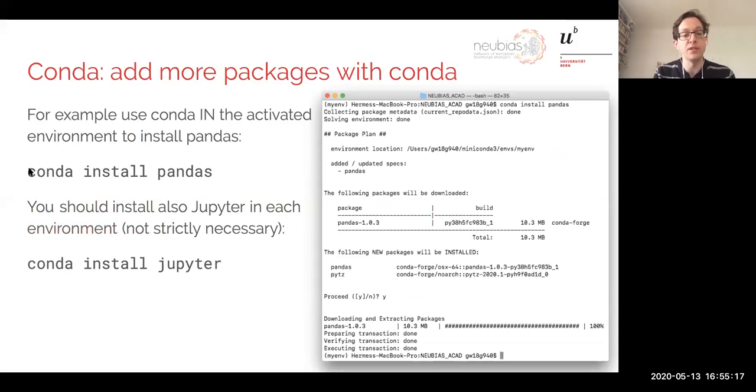Okay, so for example, we install pandas. So here I said conda install pandas, but you see that I have my environment activated, and you see it here. This parenthesis, no more base, it says myenv. So I created an environment called myenv, and now it uses this environment to do the installation. Okay, and so everything is installed. And the same for Jupyter and the same for a lot of other packages.